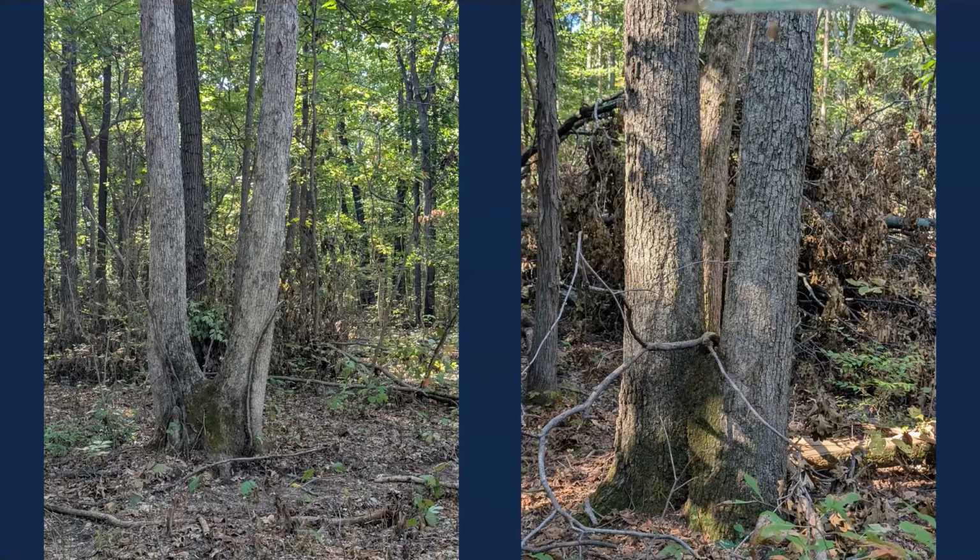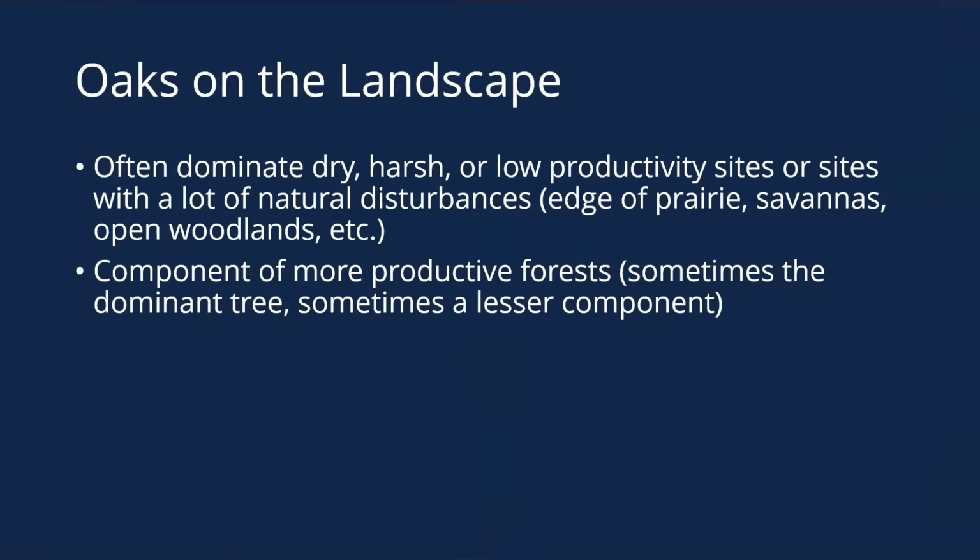And so really, from all these conditions, oaks being able to grow in harsh conditions, being able to withstand fire, being able to sprout, where we see oaks on the landscape would be as often as the dominant tree species in dry forest, harsh conditions where it's not the greatest growing conditions or low productivity sites, or they're dominant in sites that have a lot of natural disturbances. So edges of prairies, savannas, open woodlands, this kind of disturbance maintained tree is what we call oaks a lot of times. So they do best in those situations. And again, they're often the dominant tree species.